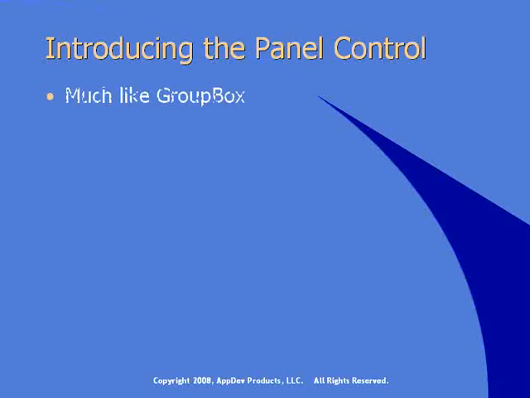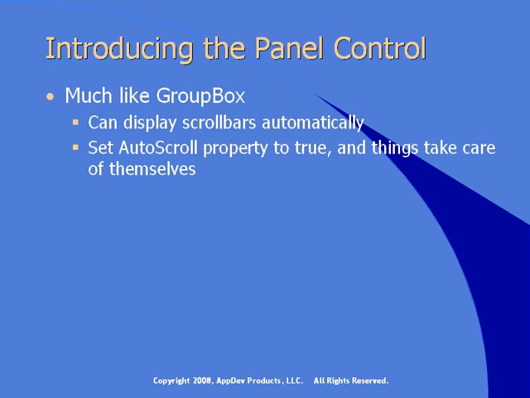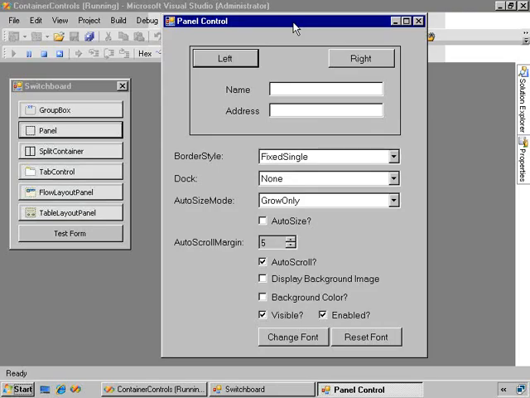The panel control is much like the group box, except that it doesn't have a title, it allows you to remove the border, and it can display scroll bars automatically. If you set the auto scroll property to true, things just take care of themselves as you resize the panel control. Let's look at an example that demonstrates the behavior of the panel control. I've loaded the panel control demonstration form, and you can see the panel at the top of this form.